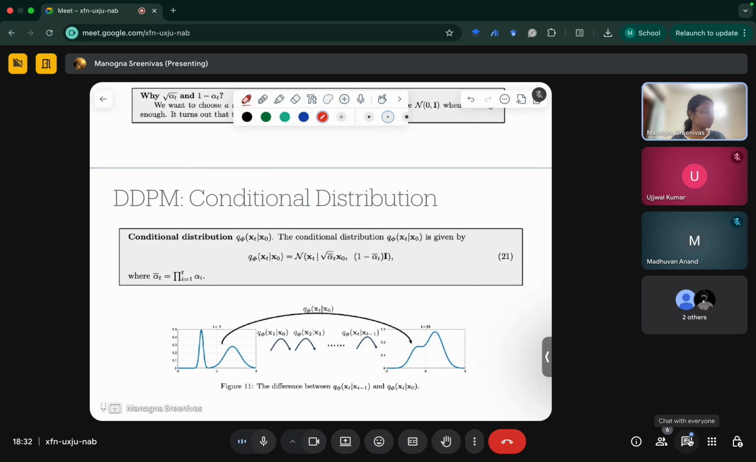So this is the conditional distribution, that is q phi of going from x, from the starting state, to time step t. This is basically a composition of all of this: how you go from x0 to x1, x1 to x2, and so on, and eventually you get to some intermediate state xt. So now we know this, right?